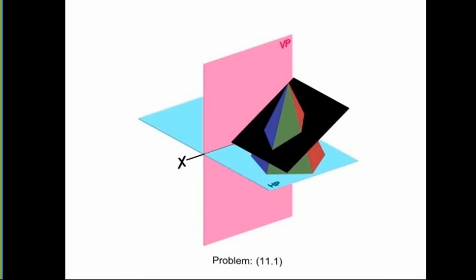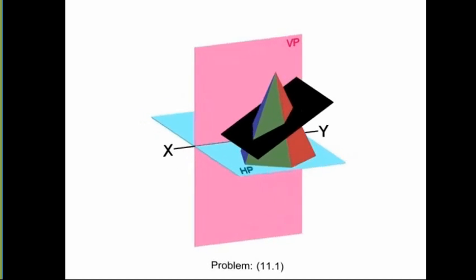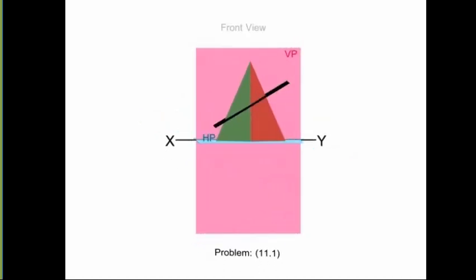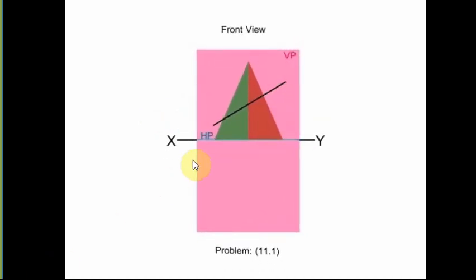Now we are going to cut this solid by a plane. This is the cutting plane. It is inclined to HP with some angle, and it is perpendicular to VP. See, this plane is perpendicular to VP. Now we are the observer.